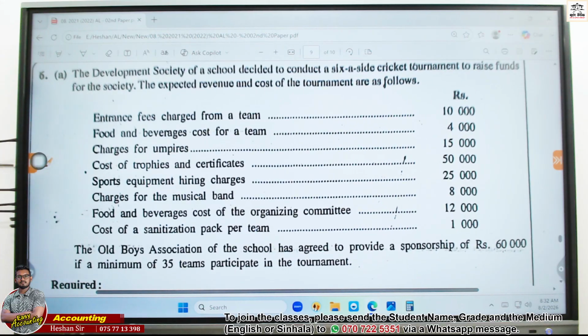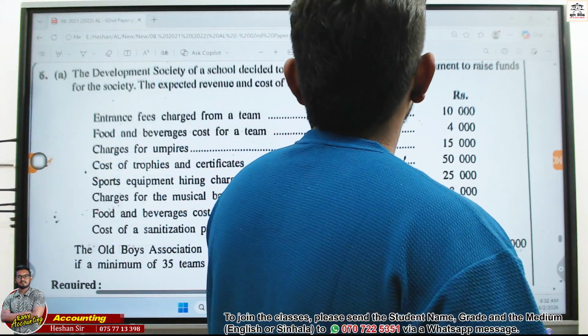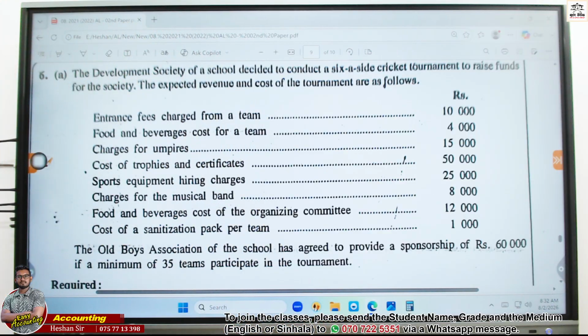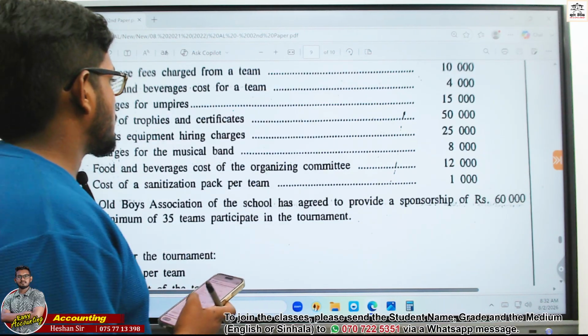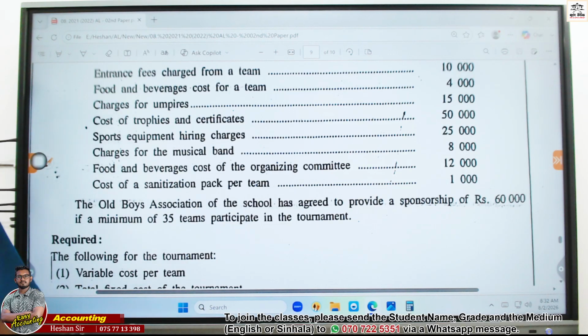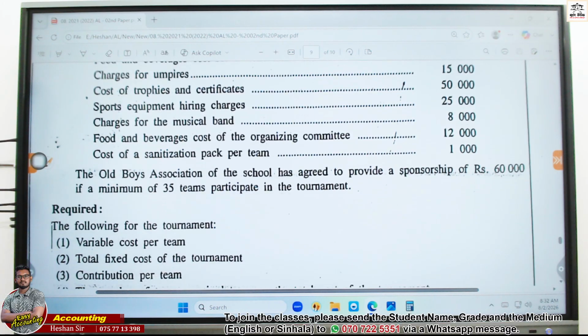The Development Society of a school decided to conduct a six-a-side cricket tournament to raise funds for the society. The expected revenue and the cost of the tournament are as follows. Entrance fee charged from a team 10,000. Food and beverage costs for a team. Charges for an umpire. Cost of trophies and certificates. Sports equipment hiring charges. Charges of the musical band. Food and beverage cost of the organizing committee. Cost of sanitizer package per team. The Old Boys Association of the school has agreed to provide sponsorship of 60,000 if a minimum of 35 teams participate in the tournament.